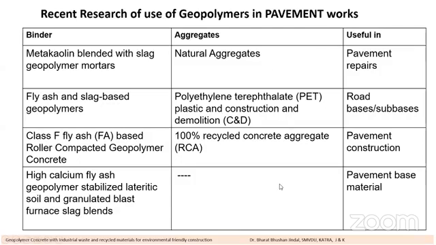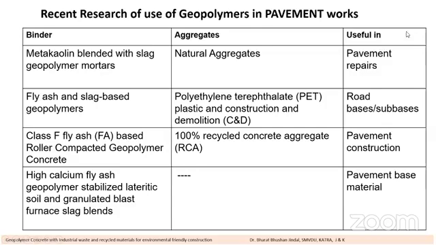Now these are some of the studies of geopolymer on pavement works. This table indicates that we can use natural aggregate, polyethylene type of plastic, as well as construction and demolition waste. We can use 100% recycled concrete aggregate. We can use metakaolin and slag. These are waste materials. Fly ash and slag you can use. High calcium fly ash can be used and is useful in pavement repair. In repair work you can use it. In road bases and new construction, you can use it for pavement construction as well as pavement base material.